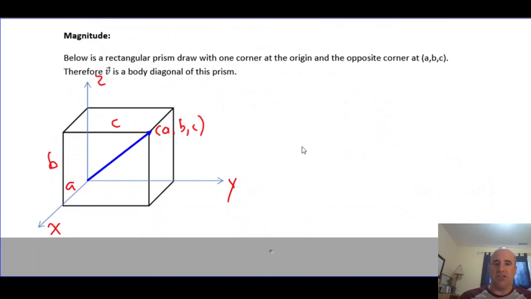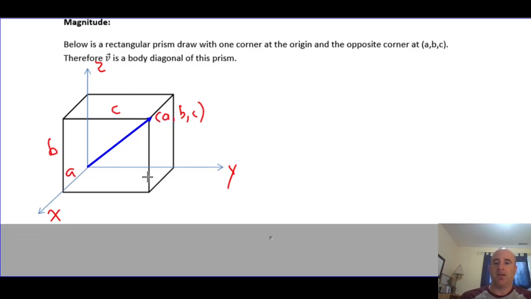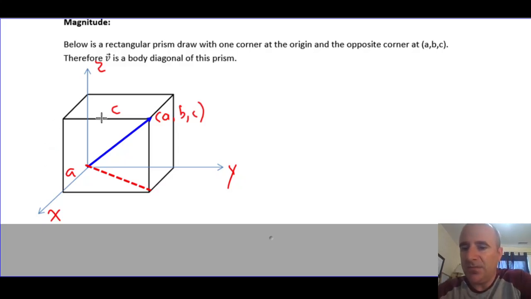Okay, so what we're going to do is figure out the length of this vector in terms of A, B, and C. We'll start by thinking about this face diagonal right here and calculating its length. Actually, can I back up just a bit? I apologize, I've labeled this incorrectly. B and C are mixed up.